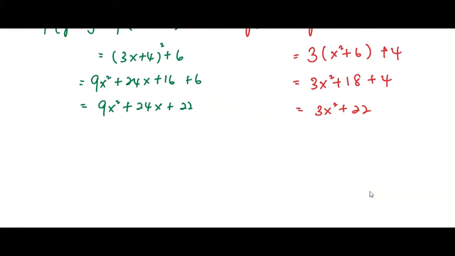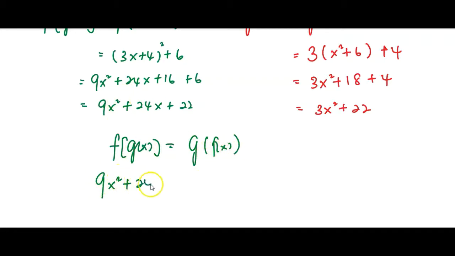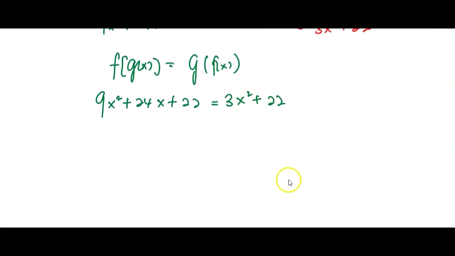So to solve for x, when the equation f(g(x)) equals g(f(x)), now we just put f(g(x)) as 9x squared plus 24x plus 22. This is equal to 3x squared plus 22. Solve for this quadratic equation by collecting all the like terms and putting all the terms on the left hand side. I got my 6x squared plus 24x, and the 22 is omitted because 22 minus 22 just cancels off. You got 0 at the right side.